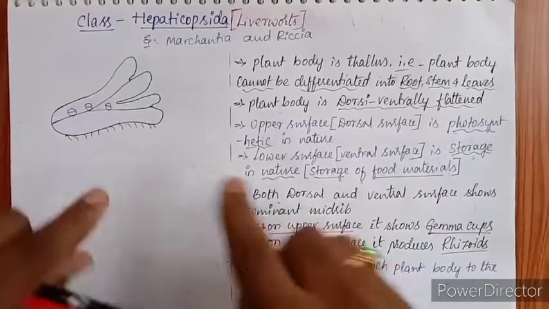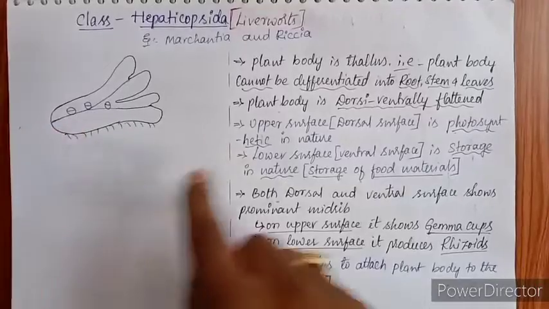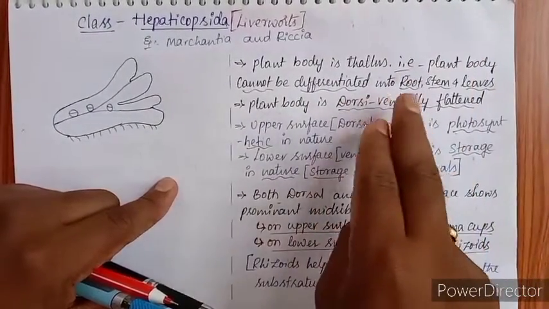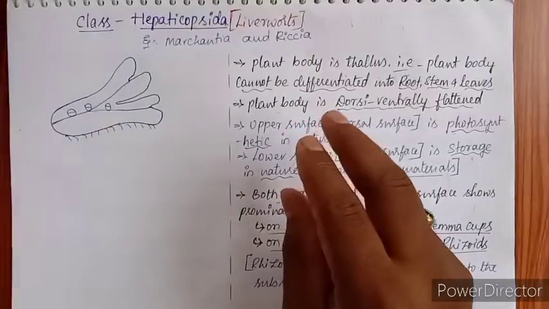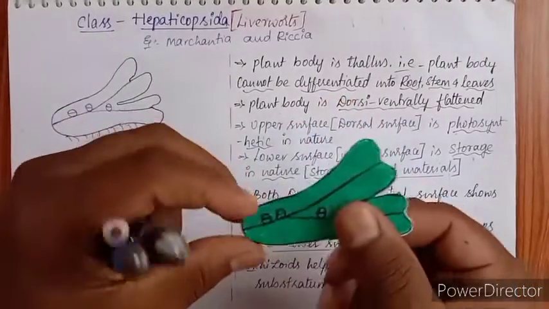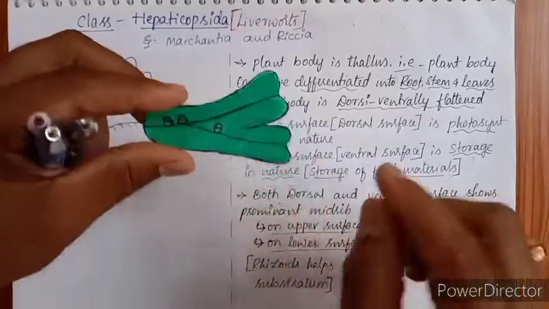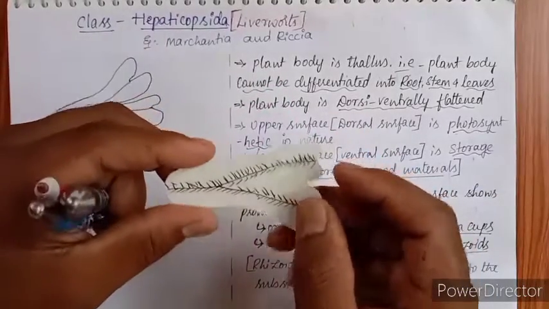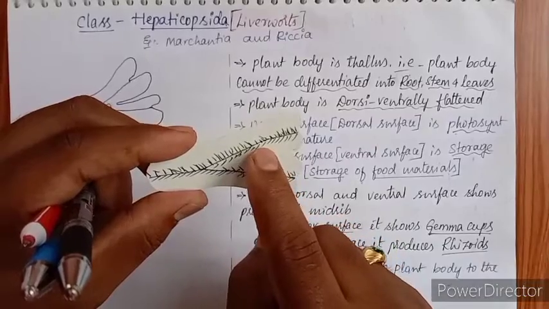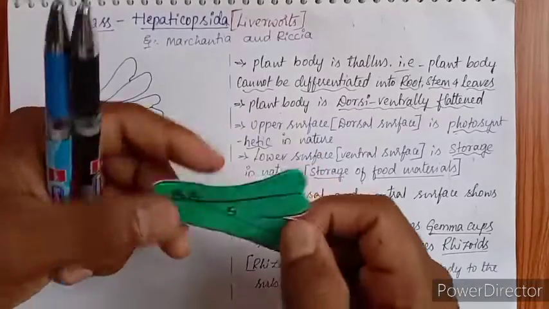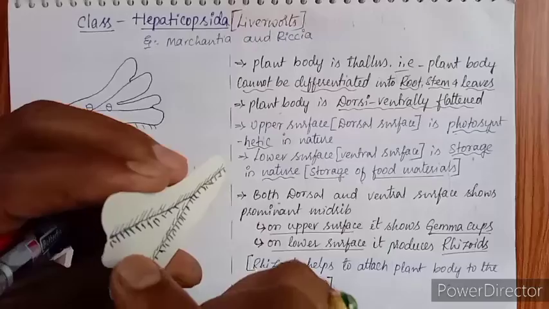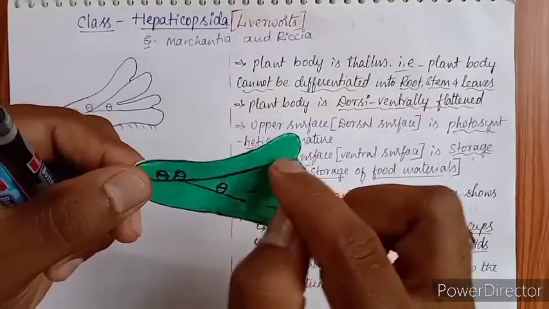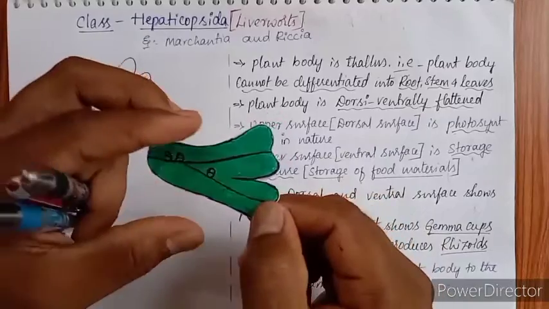See, when we think of the plant body, yes, the plant body is thallus. It cannot be differentiated into root, stem and leaves. The plant body is dorsiventrally flattened, with the upper surface photosynthetic and the lower surface meant for the storage of food material. Both on the upper and lower surface, there is a prominent midrib-like structure.